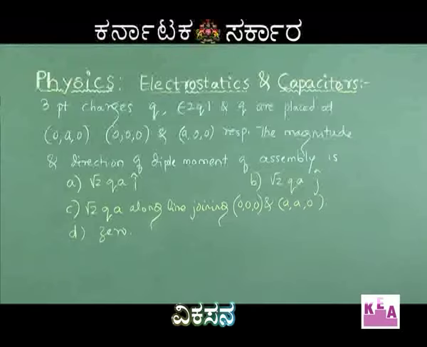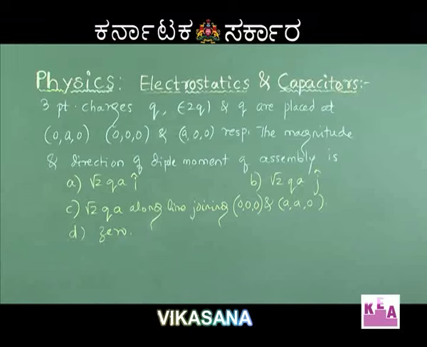Now, there is a beautiful problem here. There are 3 point charges q, minus 2q and q, and they are placed at some well-defined points. So q is placed at (0, a, 0), which is on the y axis at a distance of a from the origin, minus 2q is placed exactly at the origin, and q is placed at (a, 0, 0), which is on the x axis at a distance of a from the origin. The magnitude and direction of the dipole moment of the assembly is to be written.